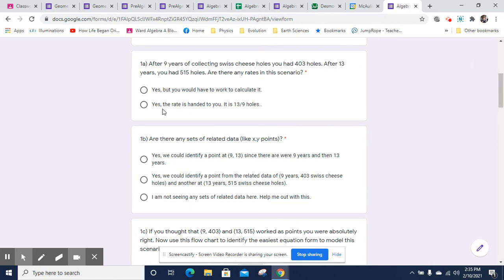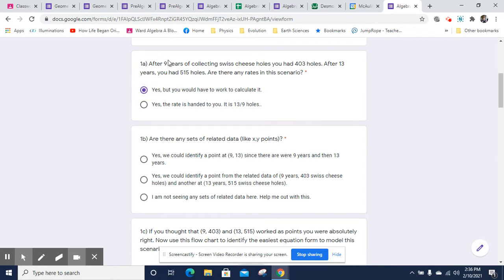Okay, so our options are yes, but you would have to work to calculate it. Yes, the rate is handed to you. It's 13 over 9 holes. Well, 13 over 9 doesn't actually relate to holes. It relates to years, 13 years and 9 years. It's not really a rate at all. So really, you're going to have to calculate it.